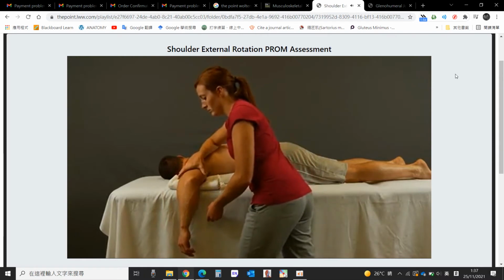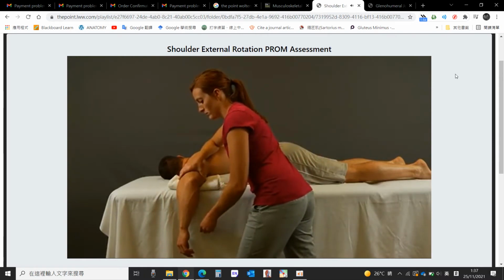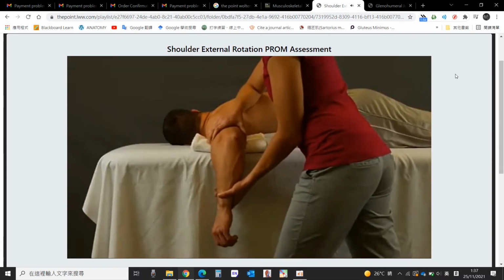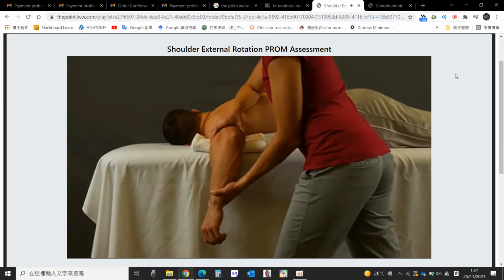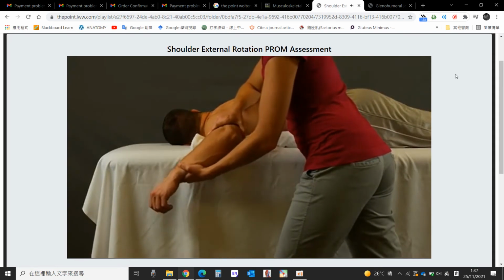Stabilize the patient's scapula and maintain humeral position without restricting movement. Grasp the patient's distal radius and ulna and move the dorsum of the hand toward the ceiling to the limit of external rotation.